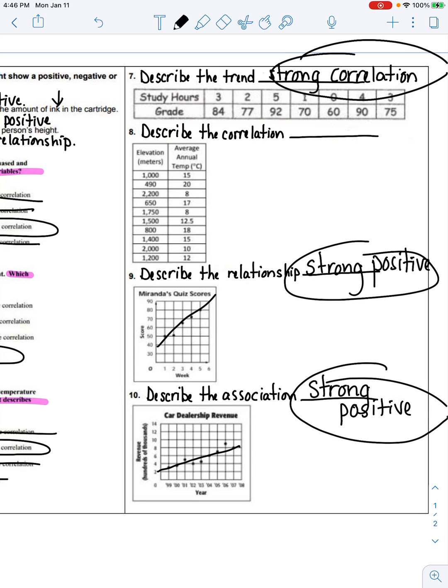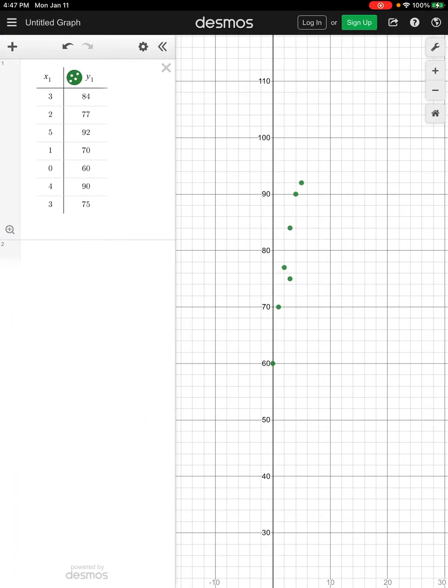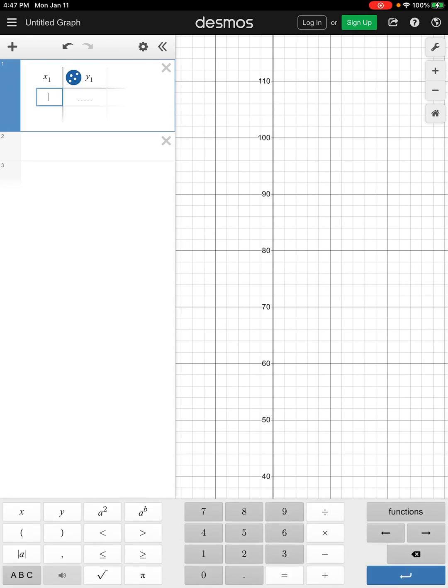And last but not least, let's look at number 8. Describe the correlation. So it looks to me like they're comparing the elevation, that's how tall something is or how high up it is, with the average annual temperature. So I'm going to clear the old table. I'm going to add a table. And now let's put in our data points.